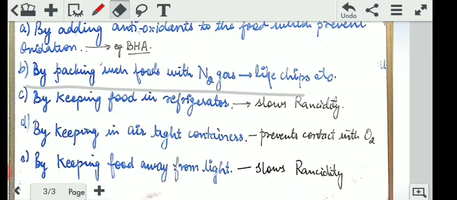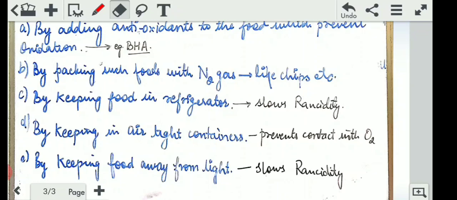Secondly, by packing foods with nitrogen gas like chips. You might have seen chips packet, it is always swollen with air, right? When you prick it, gas is released. ठीक है, उसमें हवा भरी होती है, right? What is that हवा? That हवा is nothing but it is nitrogen gas, because nitrogen prevents those chips from coming in contact with air oxygen directly.